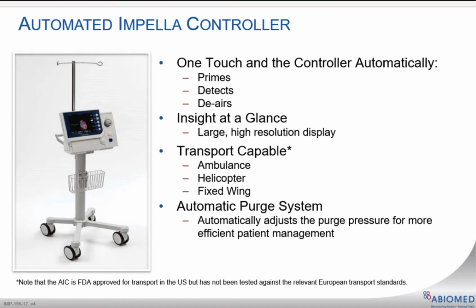With one touch, the controller automatically primes, detects, and de-airs. The large high-resolution display provides insight to catheter function at a glance. The Impella controller is designed for transport via ambulance, helicopter, or fixed-wing aircraft. The automatic purge system automatically adjusts the purge pressure for more efficient patient management.